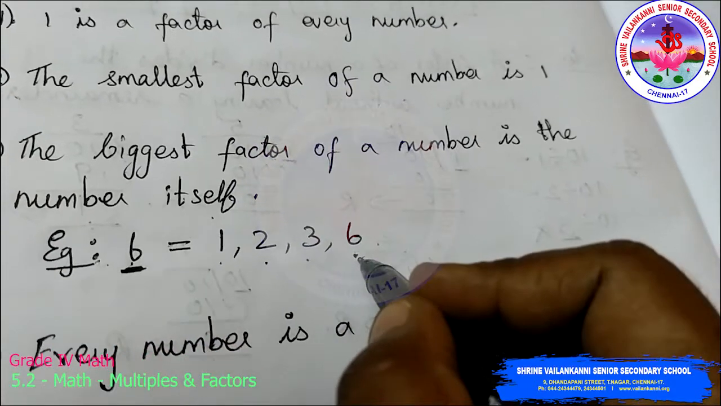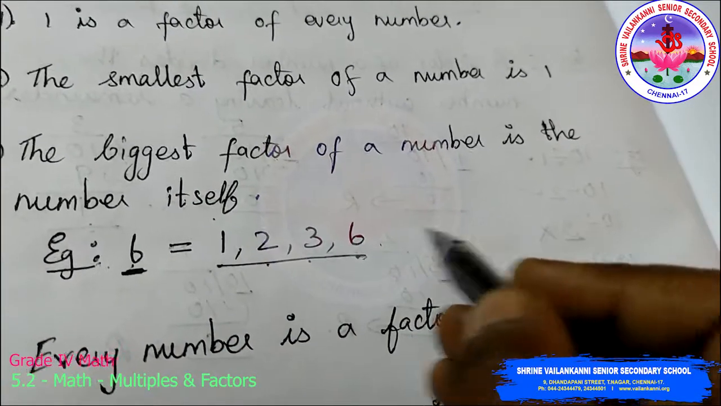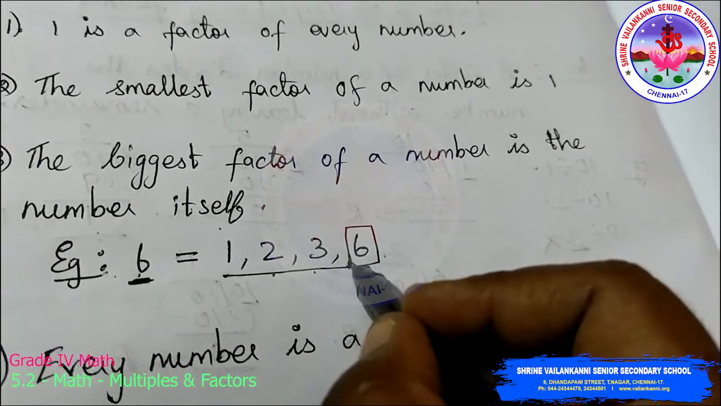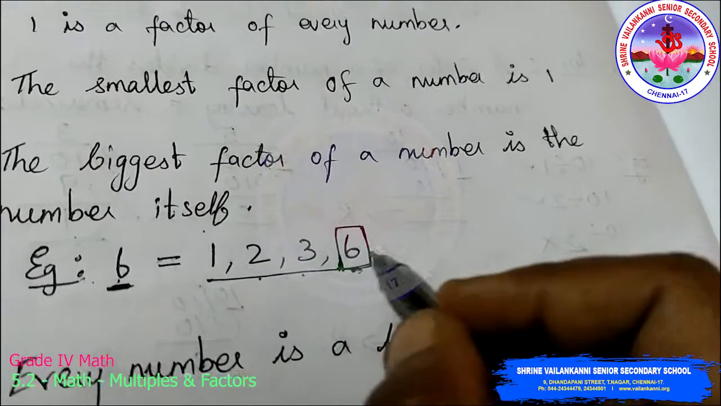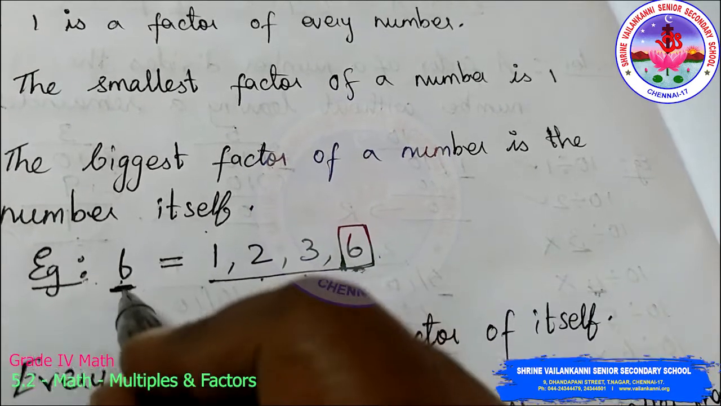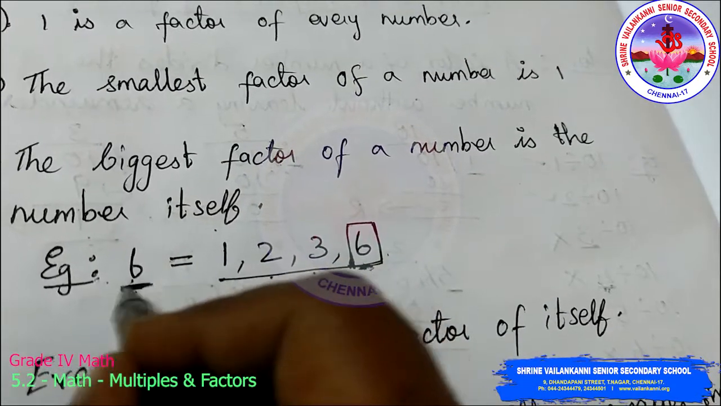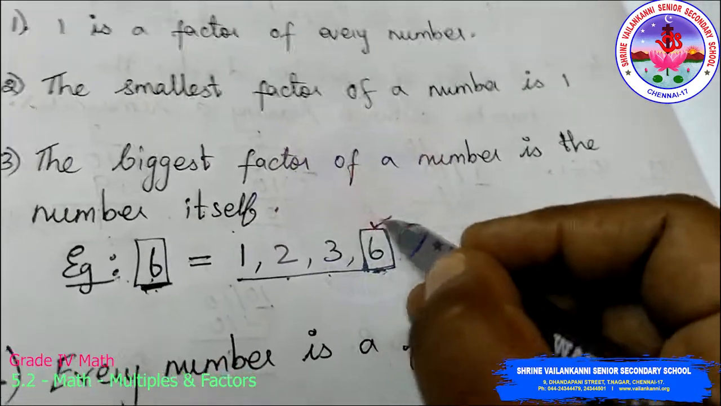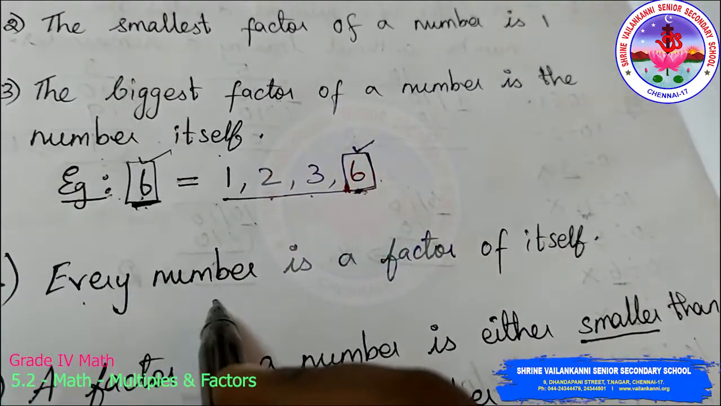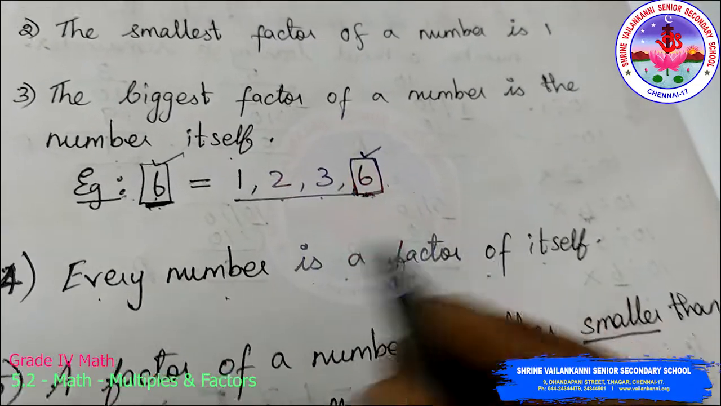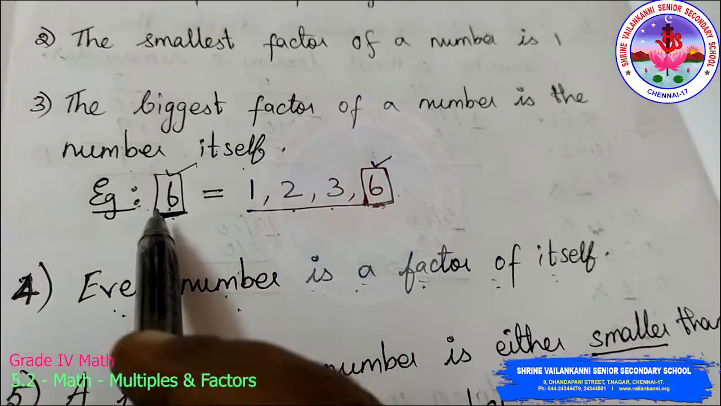Okay, if you see the greatest factor among these 4 factors, which is the greatest number? 6 is the greatest number. So this 6 is your greatest factor, that is, the biggest factor. If you compare with the question, the greatest factor or the biggest factor will be the number itself. That is what I explained. Every number is a factor of itself.